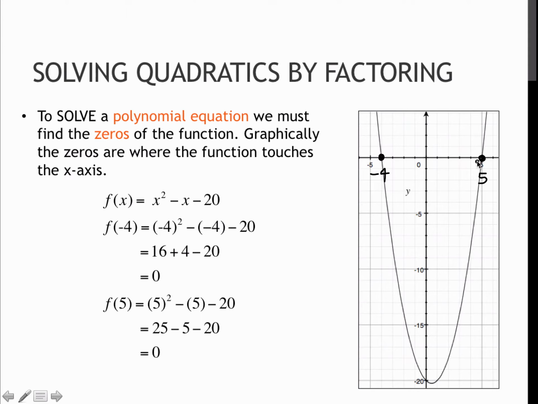and +5, which means that if I plug -4 into the function, I get 0. So -4, 0, meaning I plug in -4, 0 comes out, and I'll show you that right here. Plug in -4, 0 comes out. Same thing here, this is 5, 0, which means I plug in 5 for x and get a y value of 0. Now, graphing is tedious, and it's not the way that I want to solve a quadratic. So instead I'm going to solve by factoring.